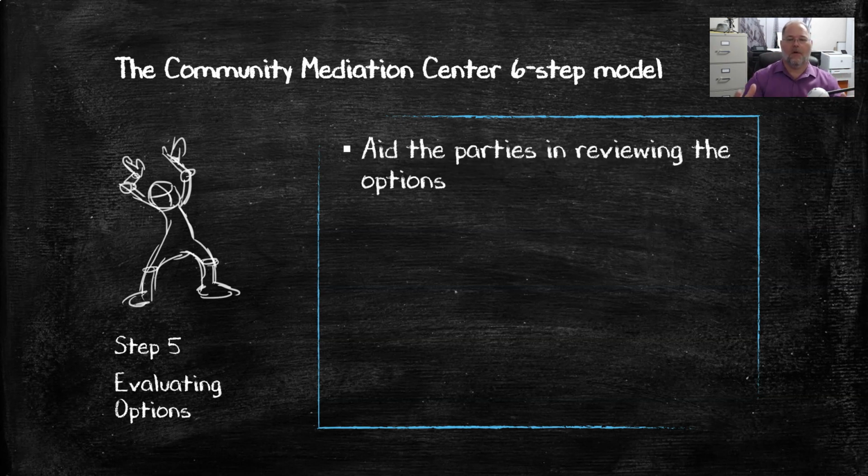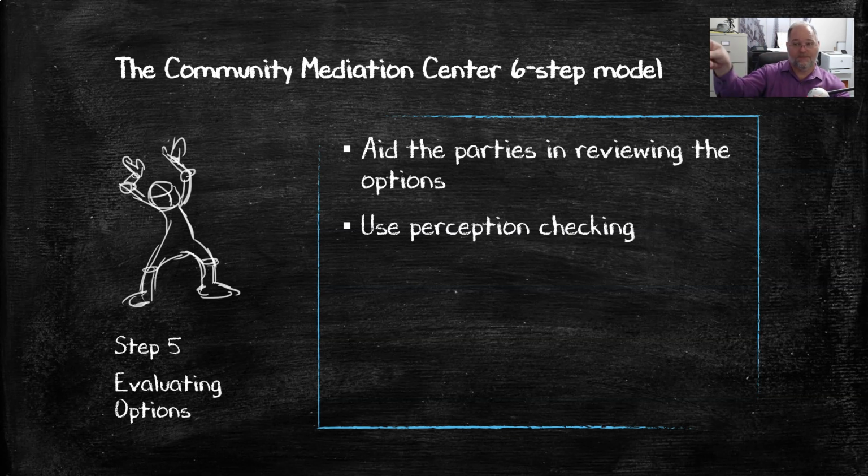And now you're going to help the parties review their options. You're going to look at their situation and try to figure out ways to help them. You're going to use perception checking and make sure that what this person is saying and what this person is hearing is the same thing, that everybody's on the same page. You're going to do reality checks. You're going to make sure that what they said was going to happen can actually be done.